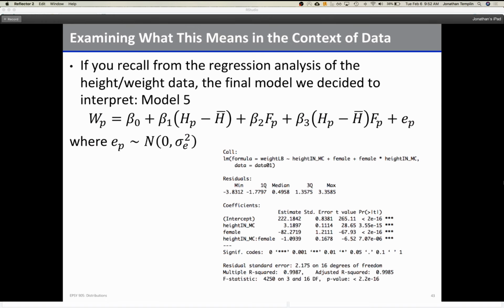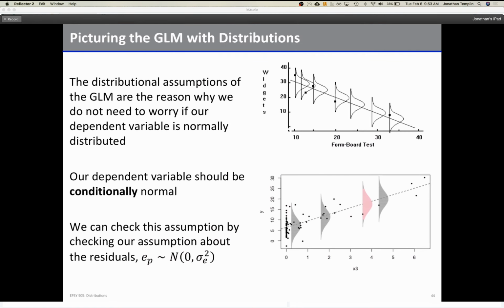Now we can talk about this in context. Let's take Model 5 from the height weight data example that was earlier in this class. And you'll see that here are the fixed effects that I end up receiving. And our estimate of sigma e is the residual standard error right there. So let's plot what this might be. Here's a picture of the GLM with distributions, right? If you have a regression line, here's x and y. These are just some pictures for it. You have your regression line. The regression line represents the expectation of y given x.